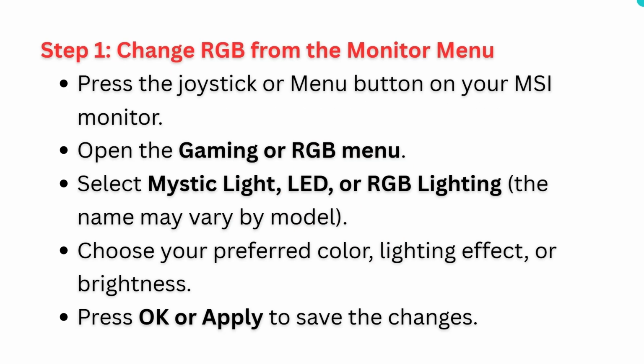Step 1. Change RGB from the monitor menu. Press the joystick or menu button on your MSI monitor. Open the gaming or RGB menu. Select the Mystic Light LED or RGB lighting. The name may vary by model. Choose your preferred coloring, lighting effect, or brightness. Press OK or Apply to save the changes.